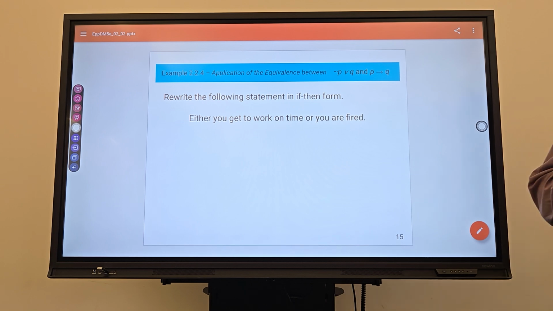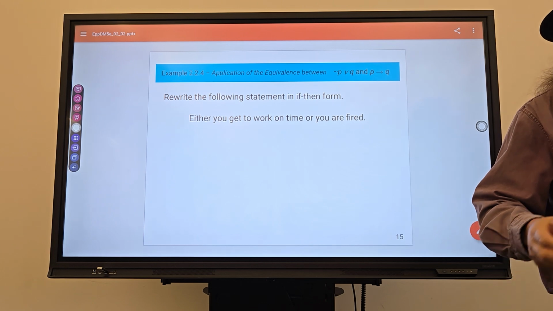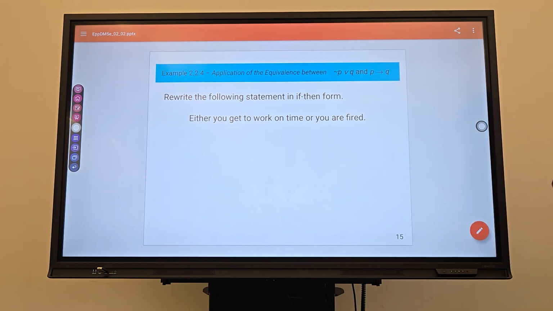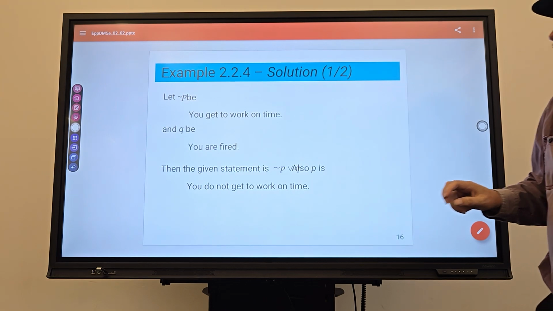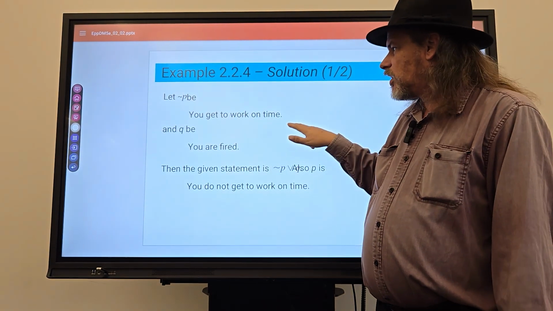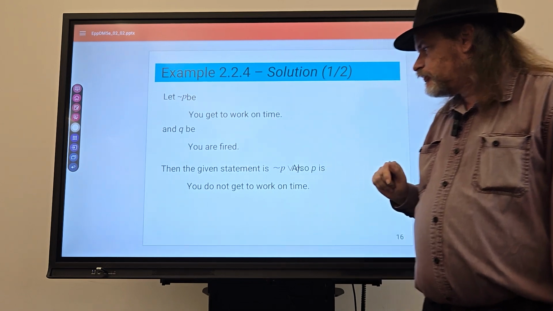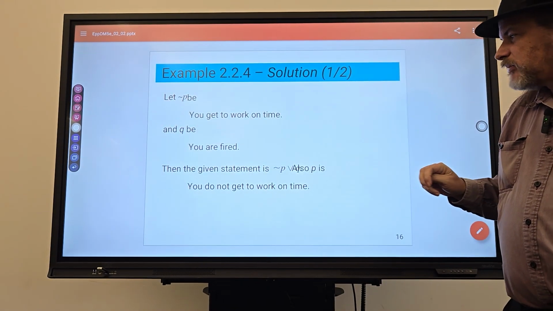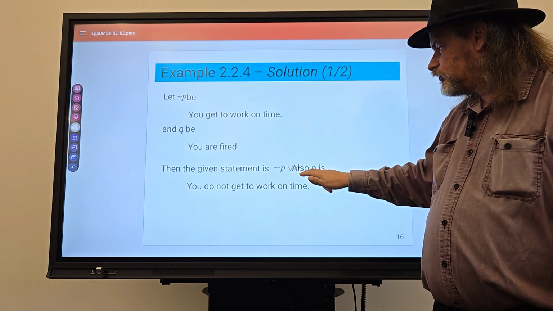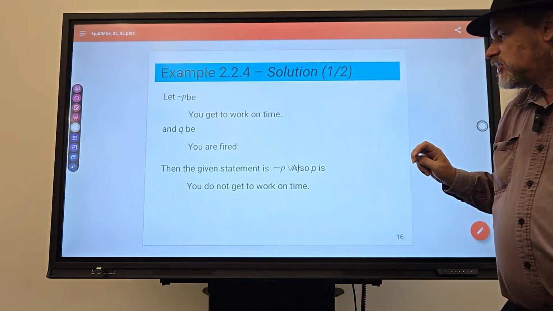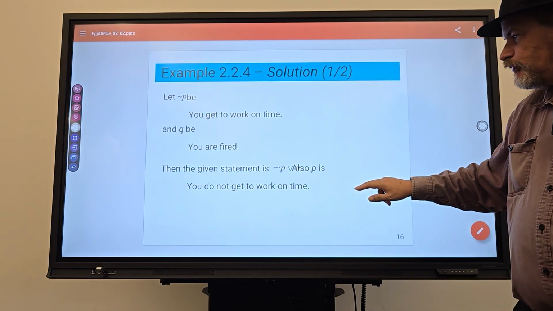That's not necessarily true. You could be fired for another reason. So that's not the equivalent statement. So let P be you get to work on time, and Q be you're fired. Then the given statement is not P or Q. Also, not P is you do not get to work on time.